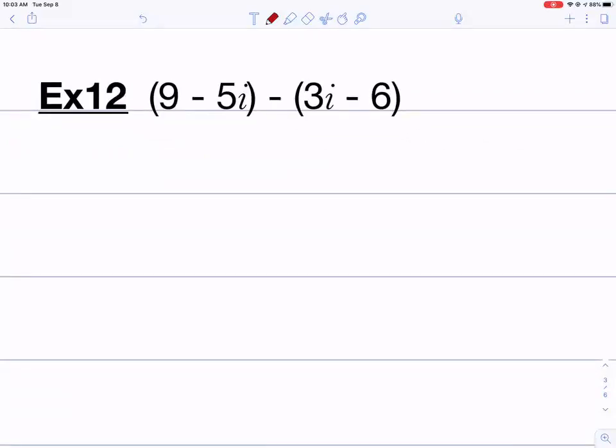All right, so number 12. All right, combine, don't say anything. Combine your real parts and write it down. Combine your imaginary parts, write it down. Make sure you're paying good attention to the signs. Combine your real parts, write it down. Combine your imaginary parts, write it down.